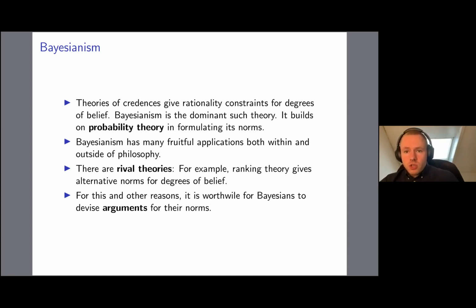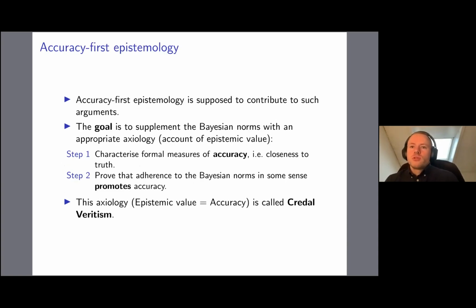Although Bayesianism is super dominant, there are rival theories, right? There are alternatives. For example, ranking theory is a very well elaborated alternative theory that gives simply incompatible norms, right? It just does it differently. And for this, and obviously other reasons as well, it's worthwhile for Bayesians to try to give arguments for their norms of rationality. And accuracy first epistemology is supposed to contribute to giving such arguments.